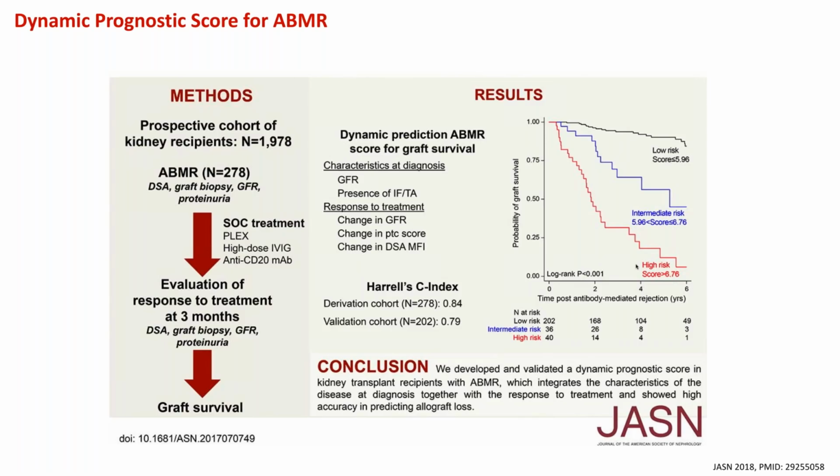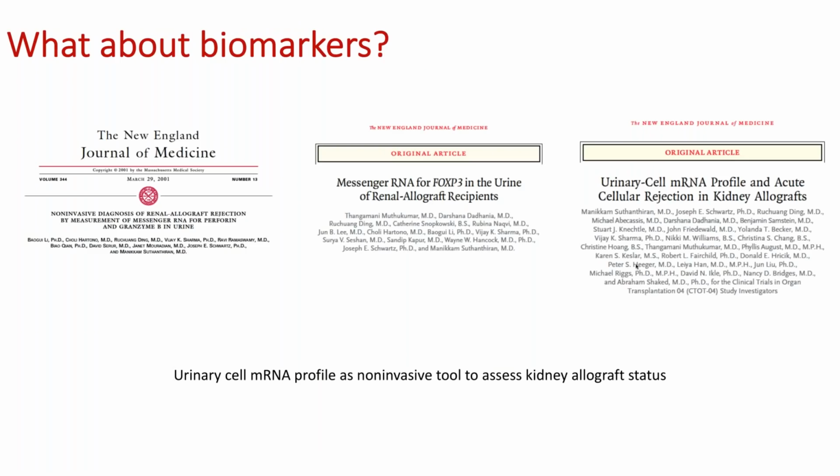Now, what about biomarkers? Our lab has been involved in urinary cell mRNA profiling as a non-invasive tool to assess kidney allograft status. Over the years, we have looked into several messenger RNA signatures in the urinary cells to non-invasively diagnose acute rejection, to prognosticate acute rejection, and to sort of anticipate acute rejection.